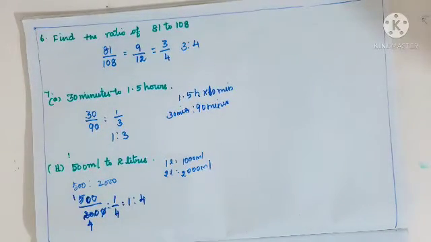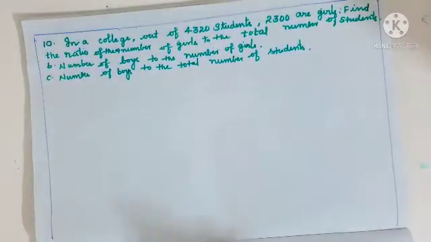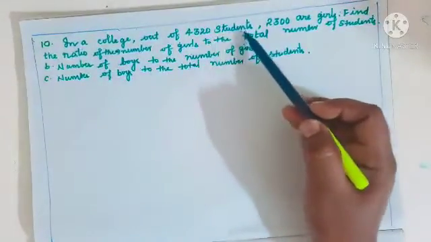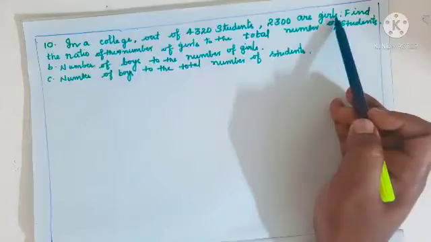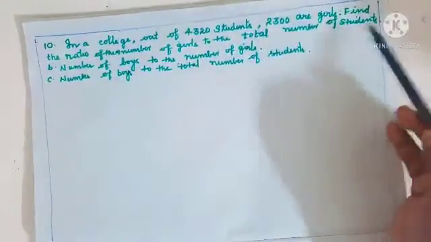Okay, fine. Yes. Likewise, you can complete this exercise in an easy manner. Okay, right. You can go to the next thing. Right. 10th sum. In a college, out of 4,320 students, 2,300 are girls. Find the ratio of the number of girls to the total number of students.